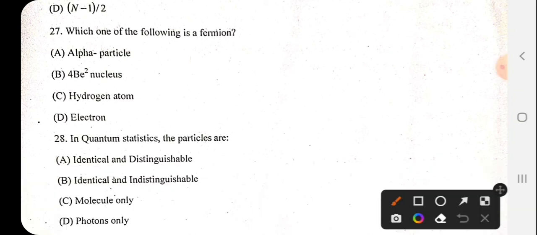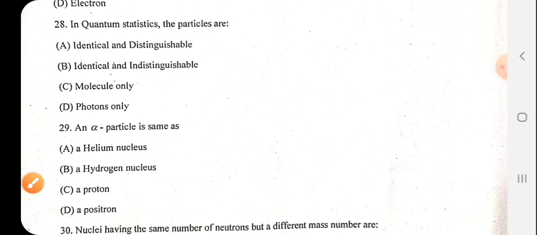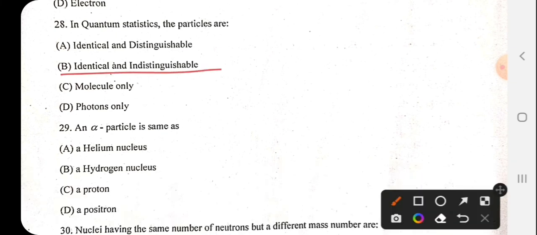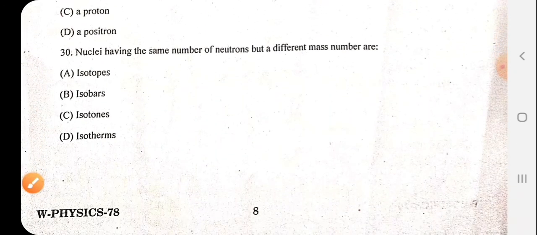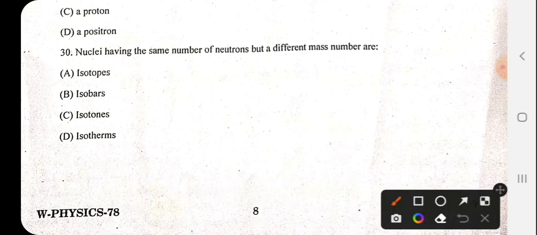Now come to question number 27. Which one of the following is a fermion? Obviously option number D will be the correct answer, as electrons are fermion particles. Now come to question number 28. In quantum statistics, the particles are what? The answer is option B, that is identical and indistinguishable, because this is quantum statistics, and quantum particles cannot be easily distinguished. Now question number 29. An alpha particle is the same as a helium nucleus, that means an alpha particle is written as helium 2 4. Question number 30. Nuclei having the same number of neutrons but a different mass number, with the neutron number the same, are called isotones. Option number C will be the correct answer.